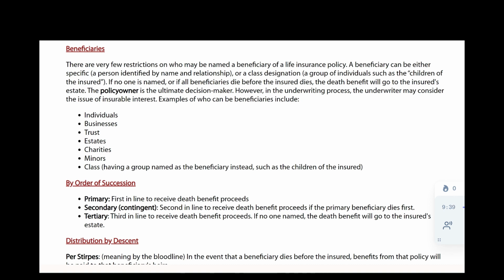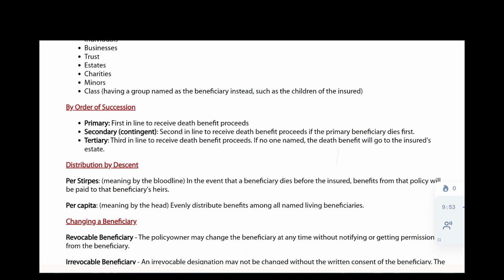Primary: first in line to receive death benefit proceeds. Secondary, contingent: second in line to receive death benefit proceeds if the primary beneficiary dies first. Tertiary: third in line to receive death benefit proceeds. If no one is named, the death benefit will go to the insured's estate.